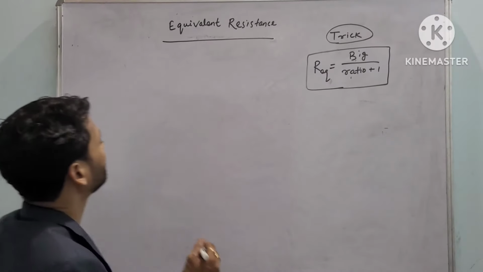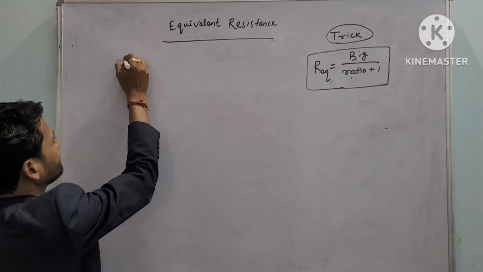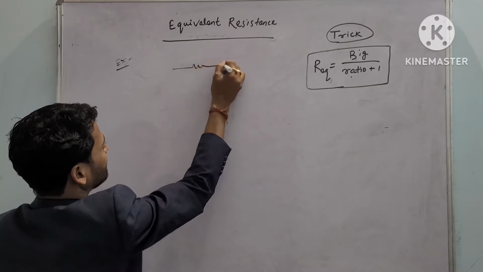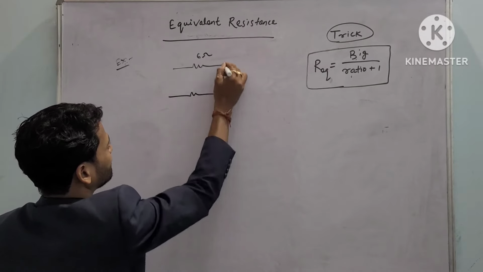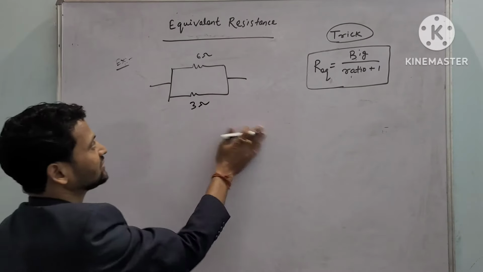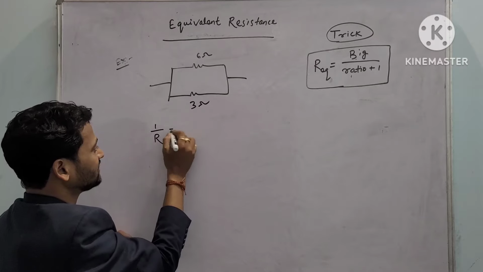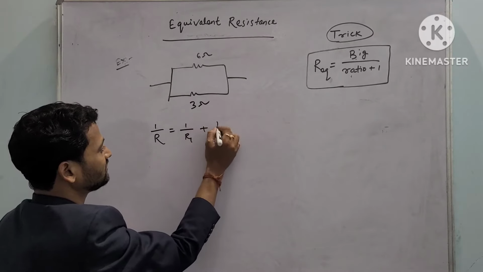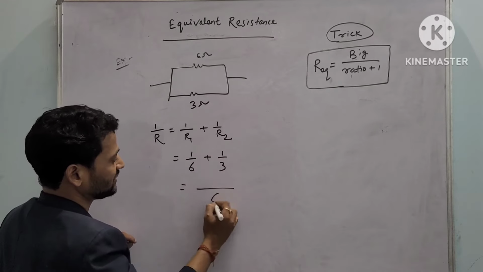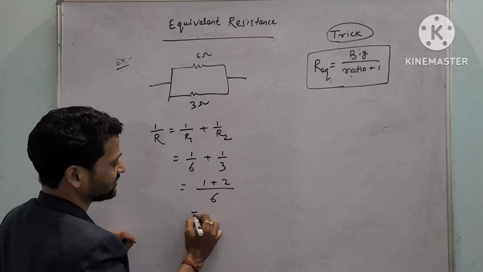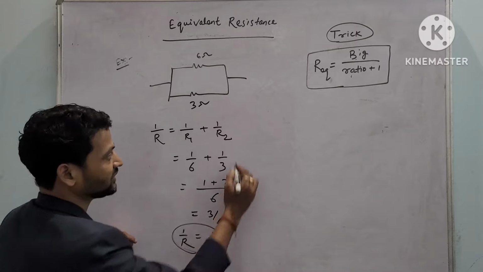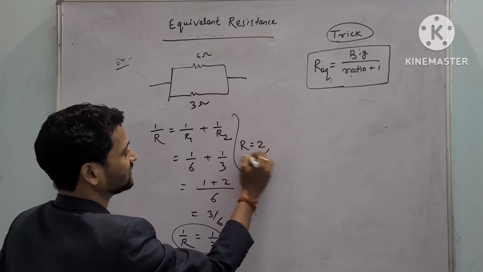Let's take an example of a parallel circuit. Let there be two resistances, 6 ohm and 3 ohm, connected in parallel. What is the equivalent resistance? With the traditional method, 1 by R equals 1 by R1 plus 1 by R2, so 1 by 6 plus 1 by 3. The LCM is 6, so it is 1 plus 2, that is 3 by 6, which is 1 by 2. So 1 by R is 1 by 2, meaning R is 2.